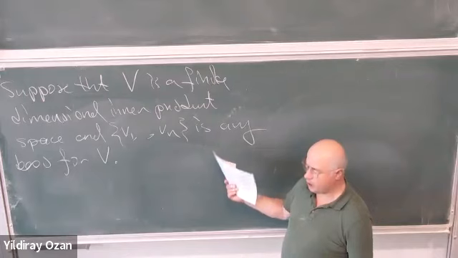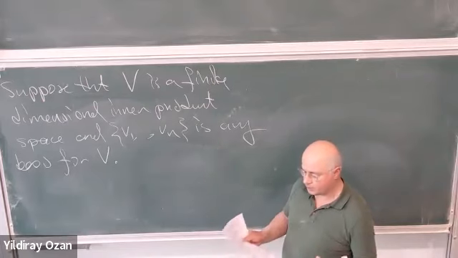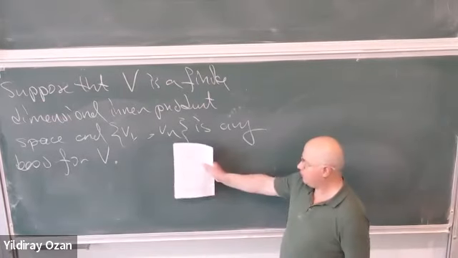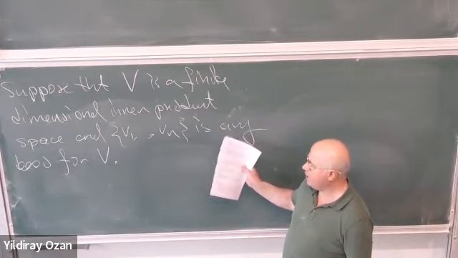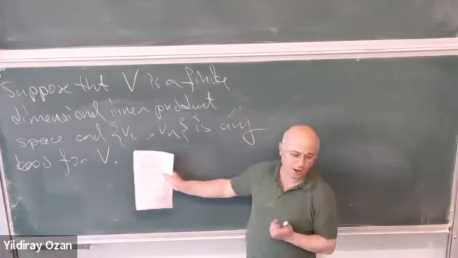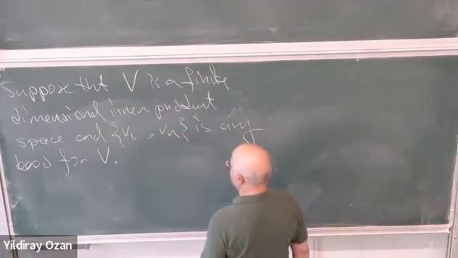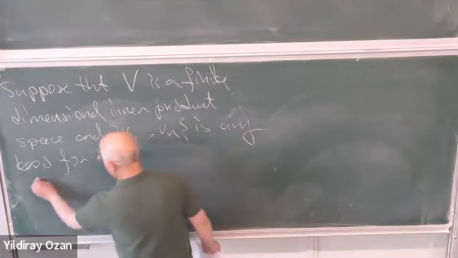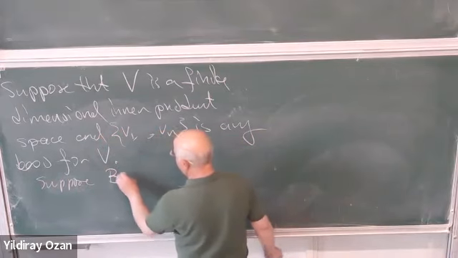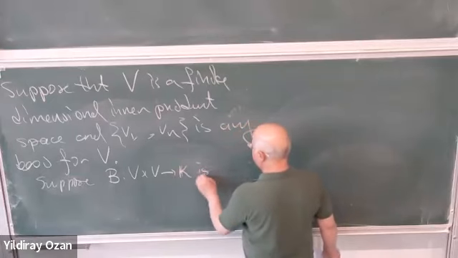Okay, so in the previous theorem, we were given a basis. We converted that basis to an orthonormal basis. Now we are given a basis. This time we change the inner product so that this becomes an orthonormal basis. And this is how we will do it. Suppose B is the inner product.